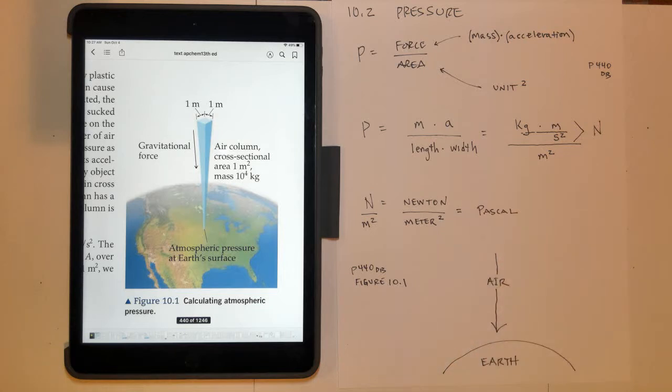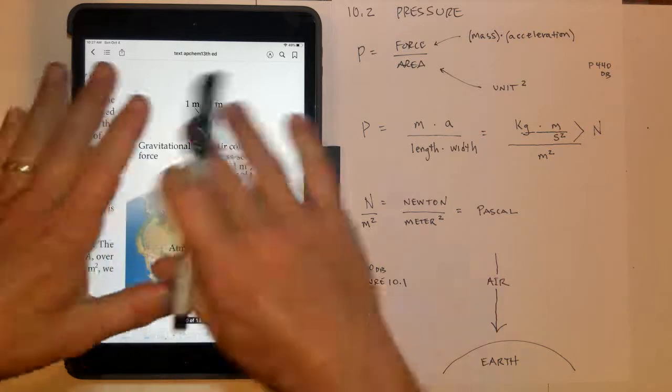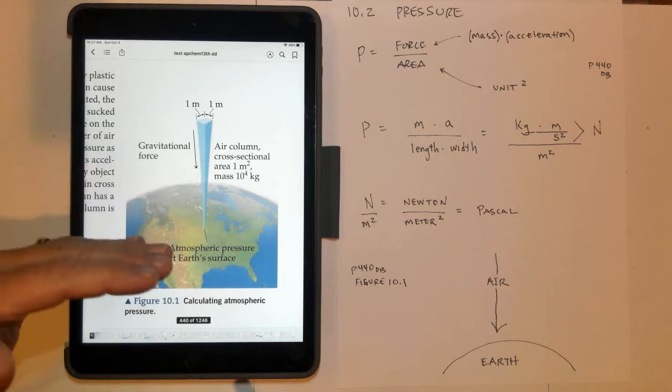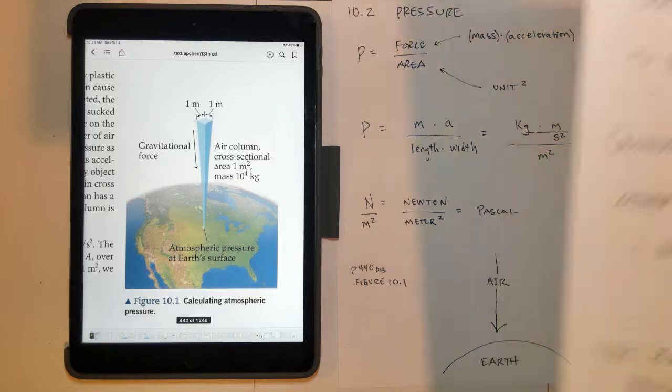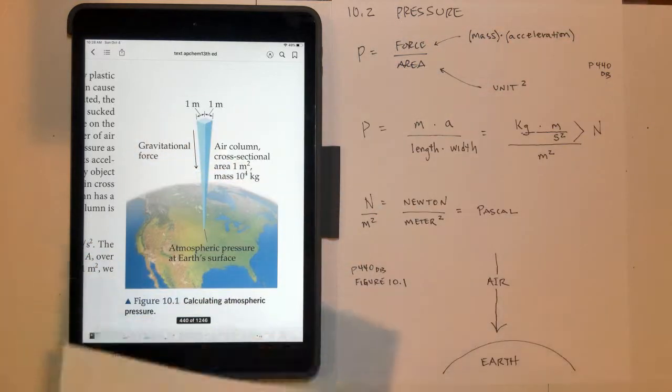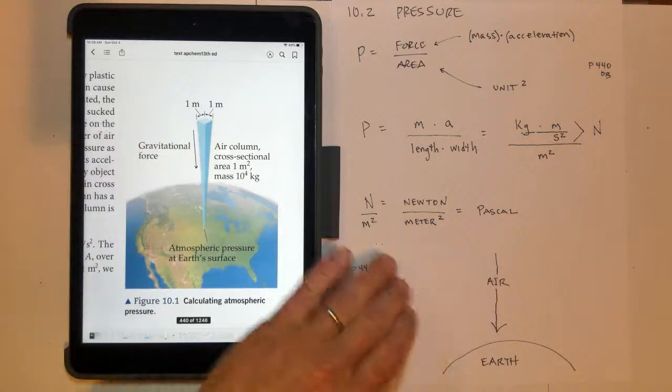And so when we say we live in an ocean of air, it's this air right here that is on top of all of us and pushing down on us in every direction. So not just straight down, but also to the sides and also back upwards as well. So we live in a pressurized ocean with air pushing down on us in all different directions.